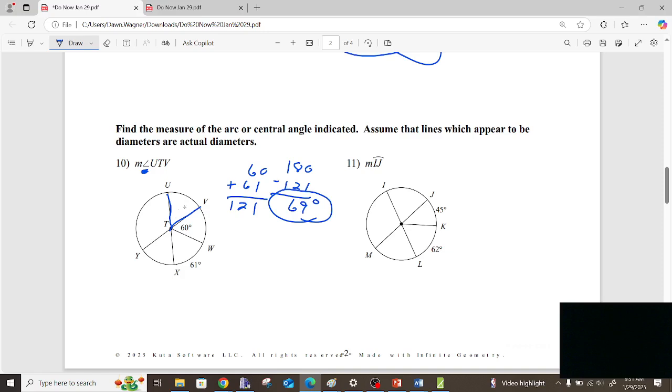I have a diameter, and what does a diameter do? Okay, so the diameter cuts this into 180 and 180. So if I add these two together and subtract it from 180, that will give me this. Oh, sorry. Forgot to borrow, 59, and then over here would be 59. Because central angles and the arc that it intercepts, or subtends, are the same.